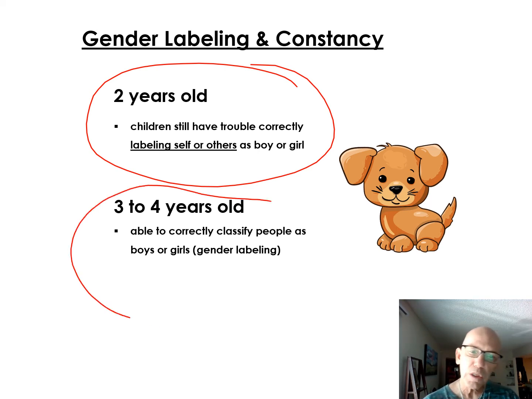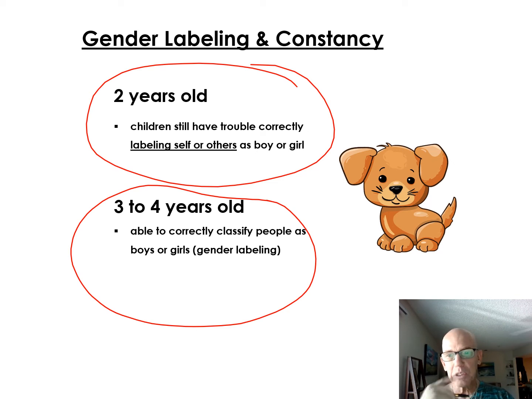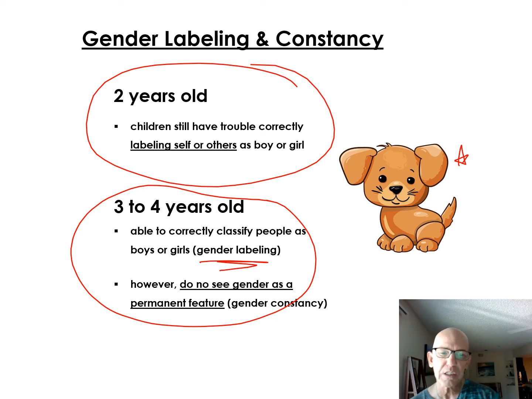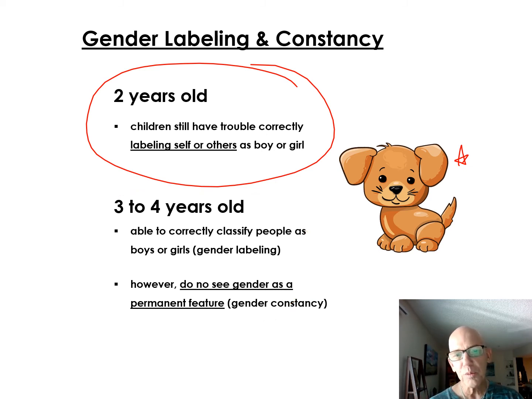Around 3 or 4, you start to label people as boys and girls. That's why I have this little pet on here. He's a boy dog. She's a girl dog, whatever. So you get this, but you still have problems with gender constancy. For instance, if your dad puts on a wig, you think he turned into a girl.